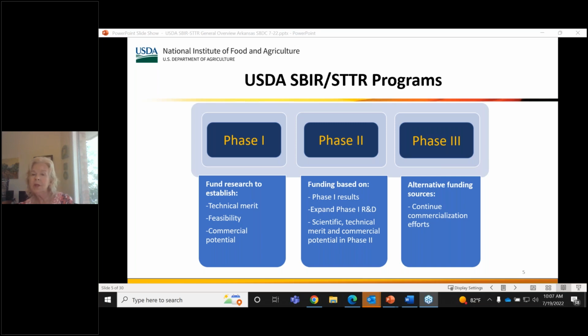And then phase 3 is continuing the commercialization efforts of your innovation. It is not funded by SBIR, STTR. You use other private sources for that, but it's just considered the continuation of commercialization.